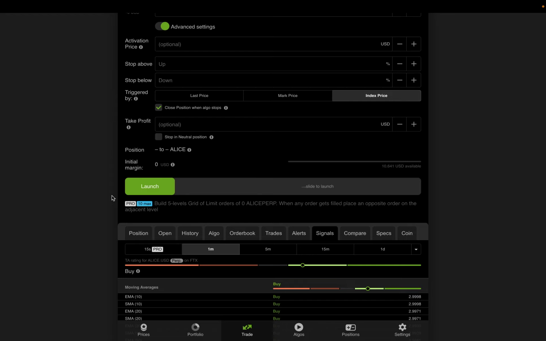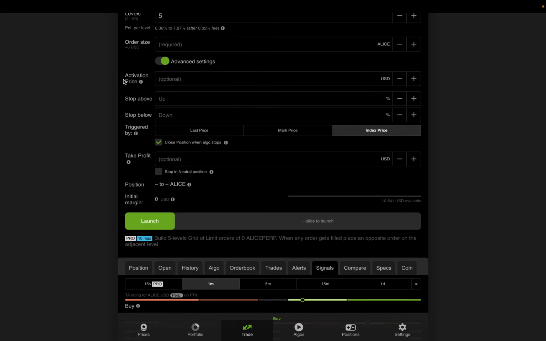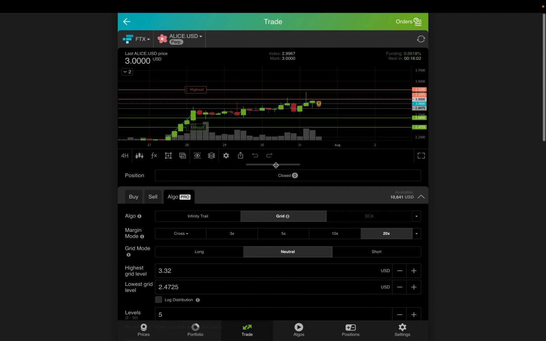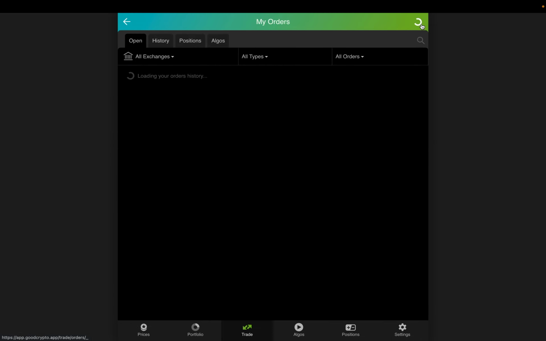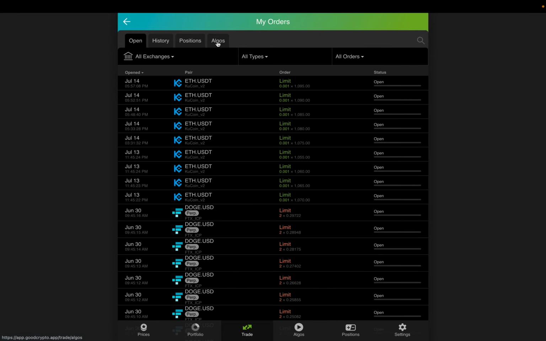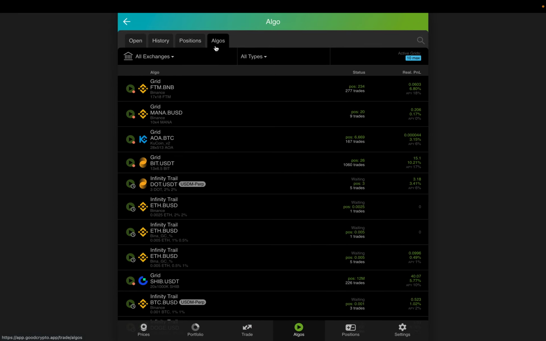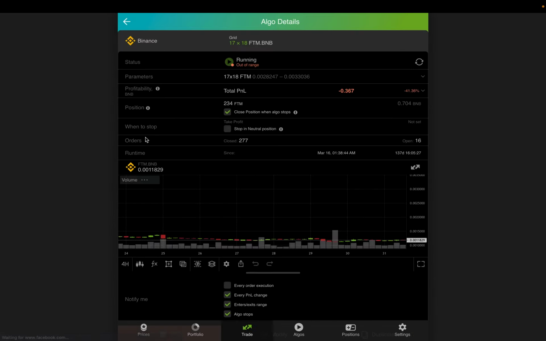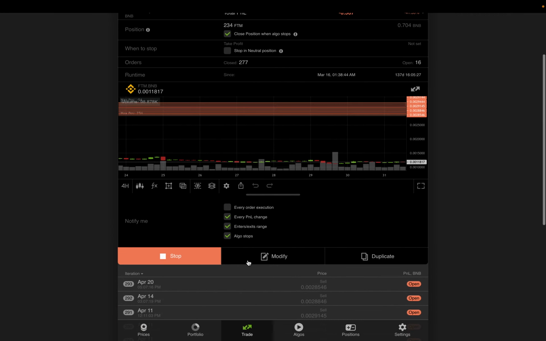Okay, and last but not least, as I said, you can now actually modify parameters like activation price, stops, take profits and stop in neutral position on the running grid. Beforehand, you couldn't do anything on the running grid. Now, let's go to orders, algos. Let's find the running grid. They're all out of range, but they're still running. So nevertheless, let's go here. It's running, so you can see now there is a modify button.